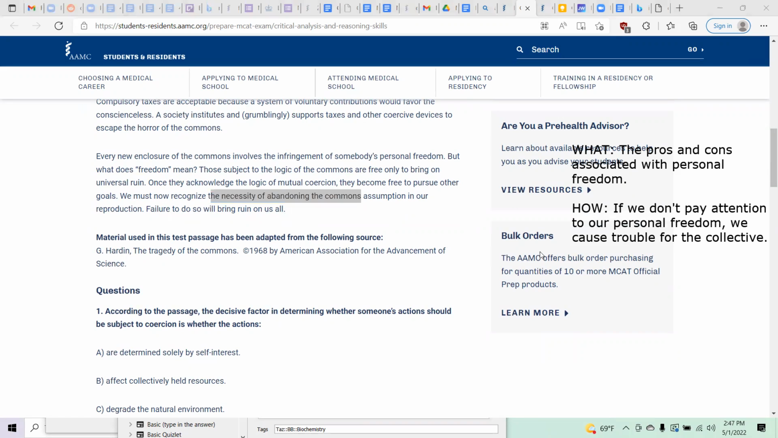So, Maria, what is this passage about? It's literally just about commons and how he thinks that people are so stuck on this idea of commons. It's better for low density populations, but if you have a high density population and you focus on the commons, then you inevitably bring ruin to everyone as a whole. So he's basically saying that we need to abandon the idea of the commons and focus on mutual coercion, as he says now.